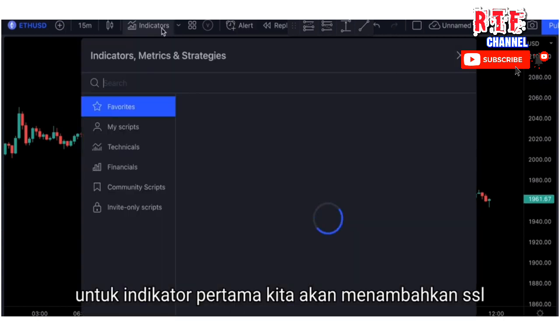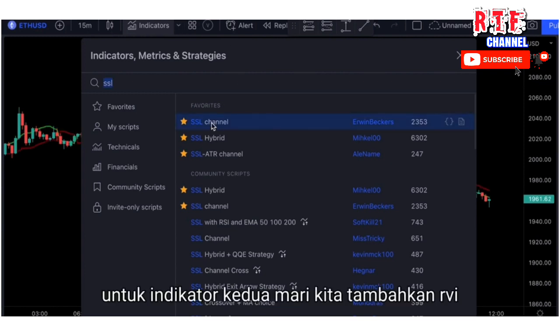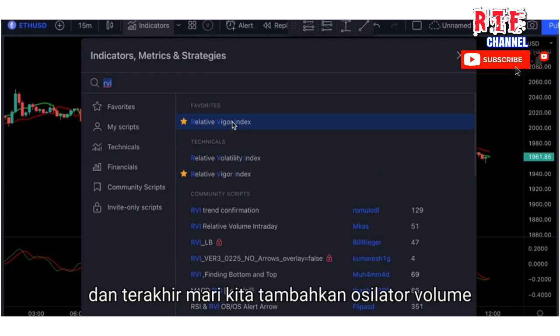So for the first indicator, we will add SSL. For the second indicator, let's add RVI. And lastly, let's add a volume oscillator to our chart.